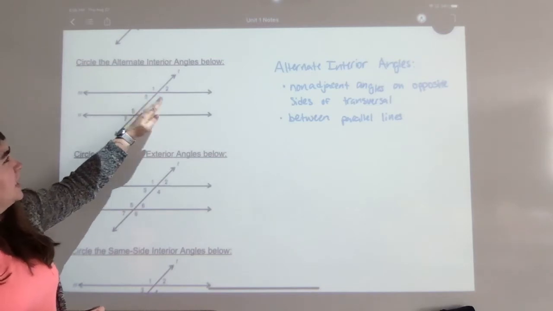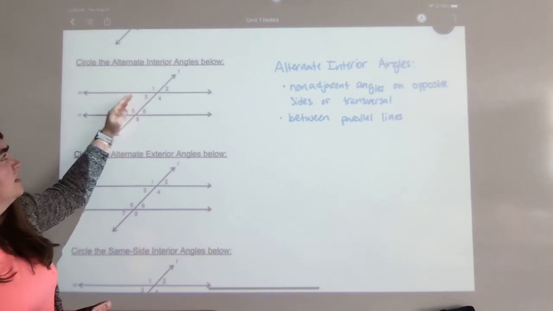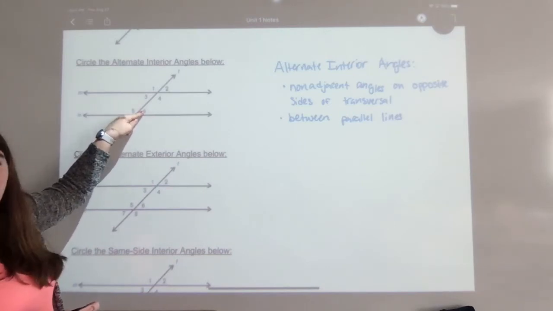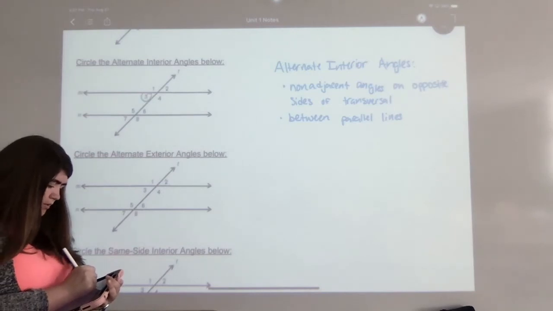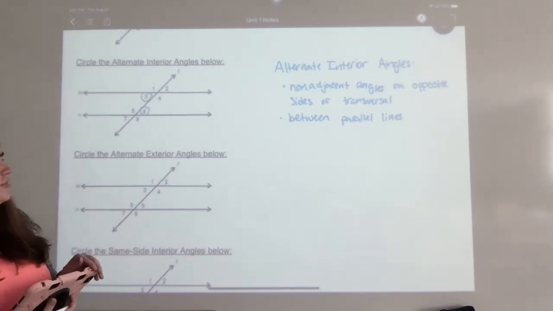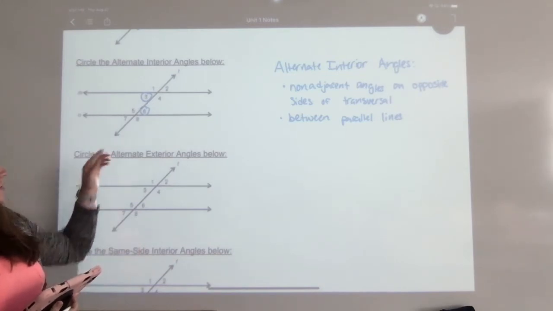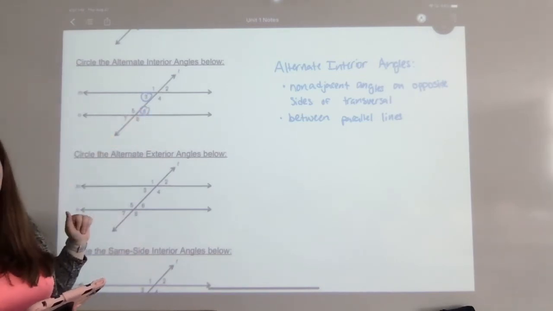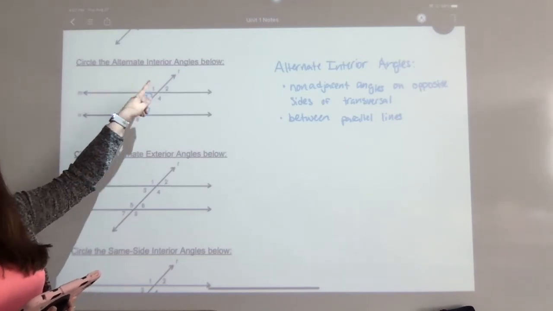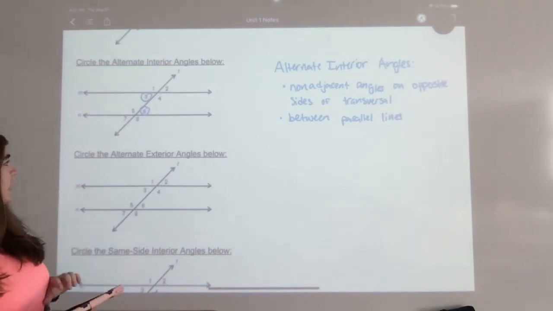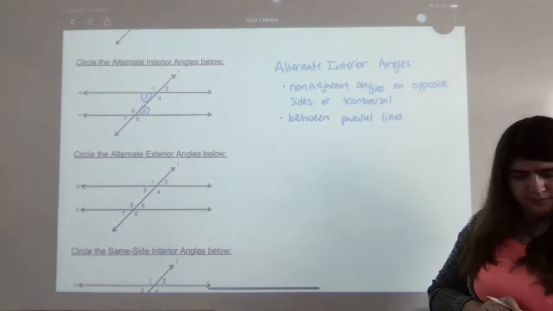So if I have to be on opposite sides, they can't be touching and they're between the lines. 3 and 6 are a good example because they're non-adjacent, they're on opposite sides of the transversal, and they're between the parallel lines. 4 and 5 would be your other example there. There are no other angles in this image that are alternate interior angles. All right. Next we have alternate exterior angles.